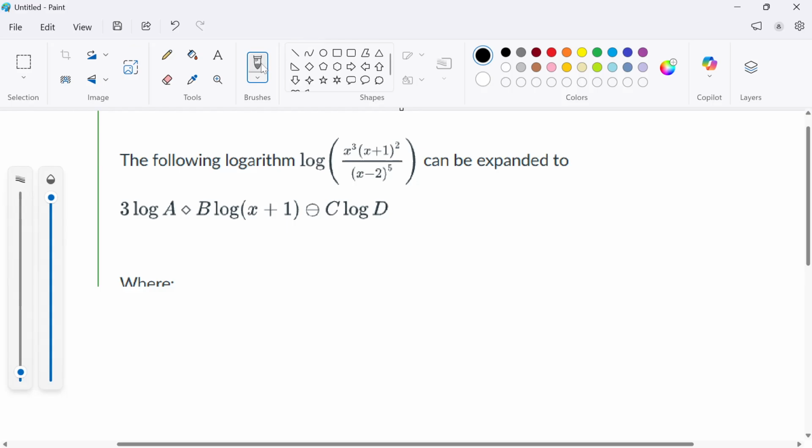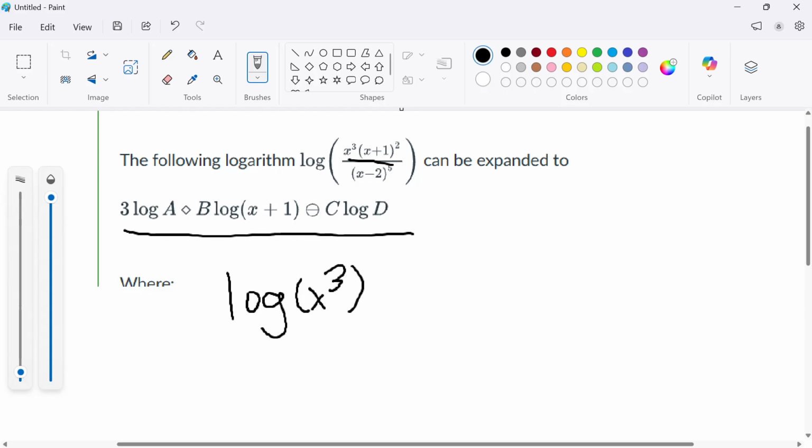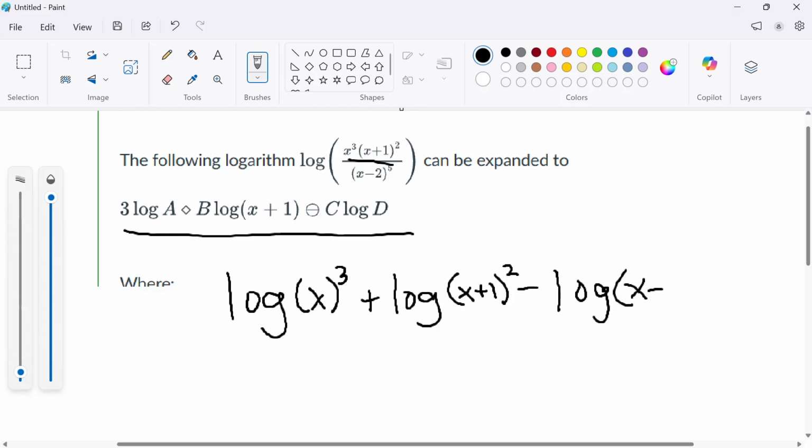So remember, to expand a log, and that's what this question is about, anything that's multiplied, I separate the logs and add them. Anything that's divided is subtraction. So this is log of x to the cube power, well, normally it's written like this, x cubed, plus log of x plus 1 squared, because that's multiplied, minus log of x minus 2 to the fifth. And then with logs, anything that's an exponent, I can put in the front.